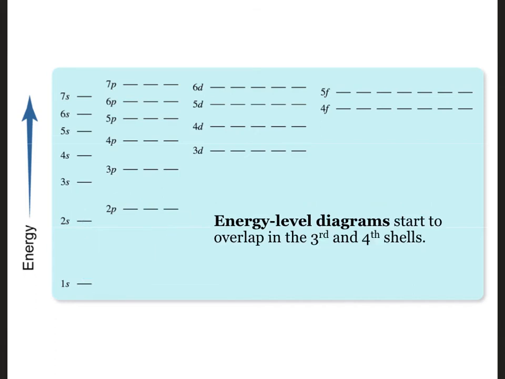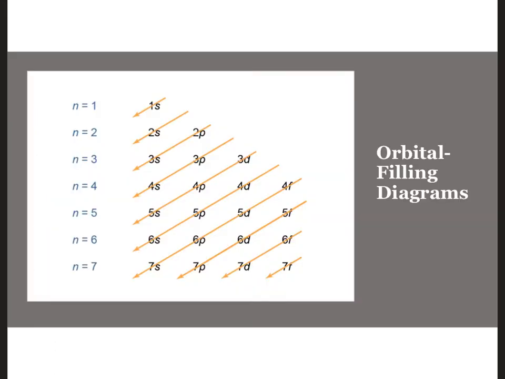Starting with the 3rd and 4th shells, the energy levels of the subshells begin to overlap. For example, if we track the 3rd shell, 3s, 3p, 3d, we see that the 3d subshell gets tucked in between the 4s and 4p subshells of the 4th shell. There are 2 ways to remember the subshells in order of increasing energy rather than trying to remember the details of this diagram. The first method is to use an orbital filling diagram.